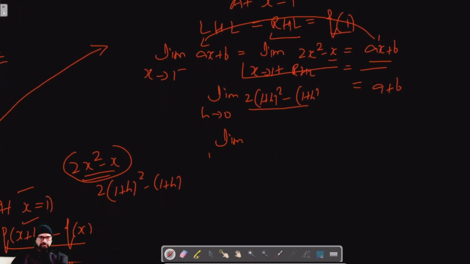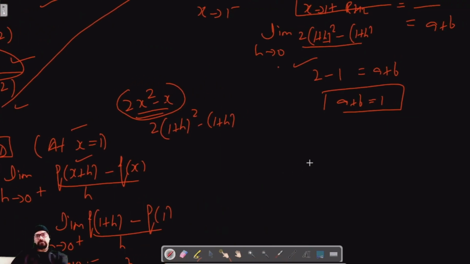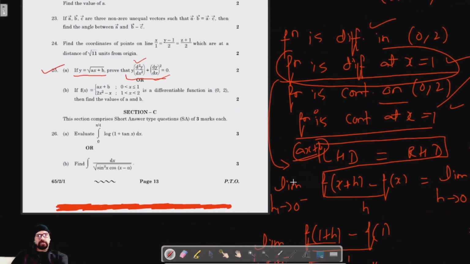And this is now limit h tends to 0. And if I put in the value of h as 0, this is 2 minus 1. If we evaluate the limit, this will be 2 minus 1, which is equal to a plus b. So a plus b is equal to 1. But we have already got the value of a, which is 3. So that gives me 3 plus b is equal to 1, and b is equal to negative 2, and a is equal to 3. So b is equal to negative 2 and a is equal to 3.